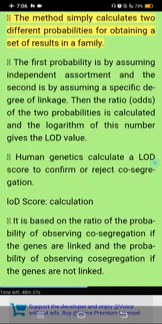The method simply calculates two different probabilities for obtaining a set of results in a family. The first probability is by assuming independent assortment and the second is by assuming a specific degree of linkage. Then the ratio of the odds of the two probabilities is calculated, and the logarithm of this number gives the LOD value. Human geneticists calculate a log score to confirm or reject co-segregation.